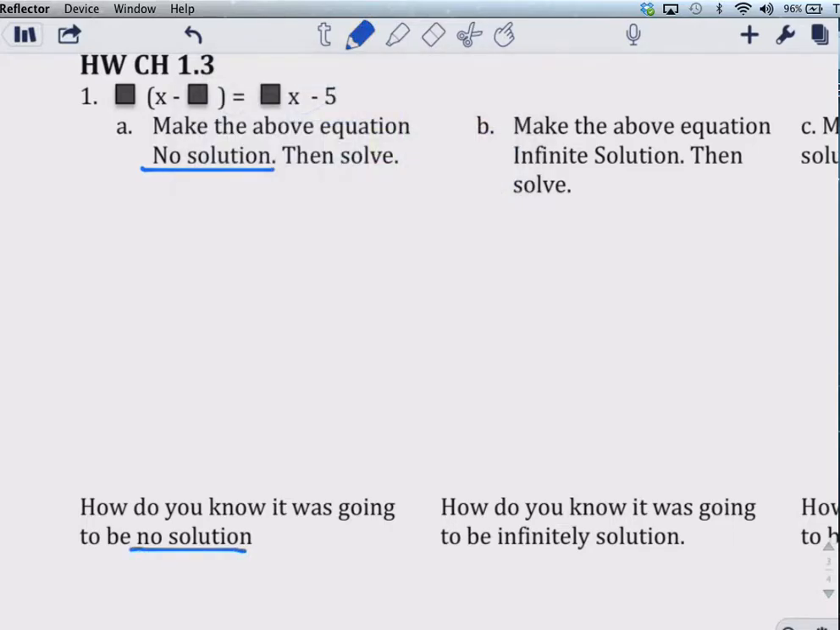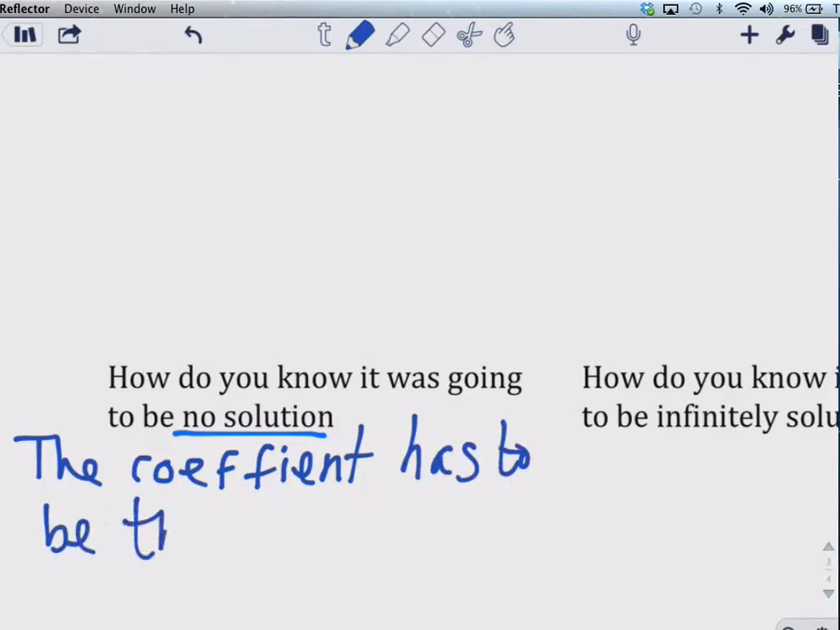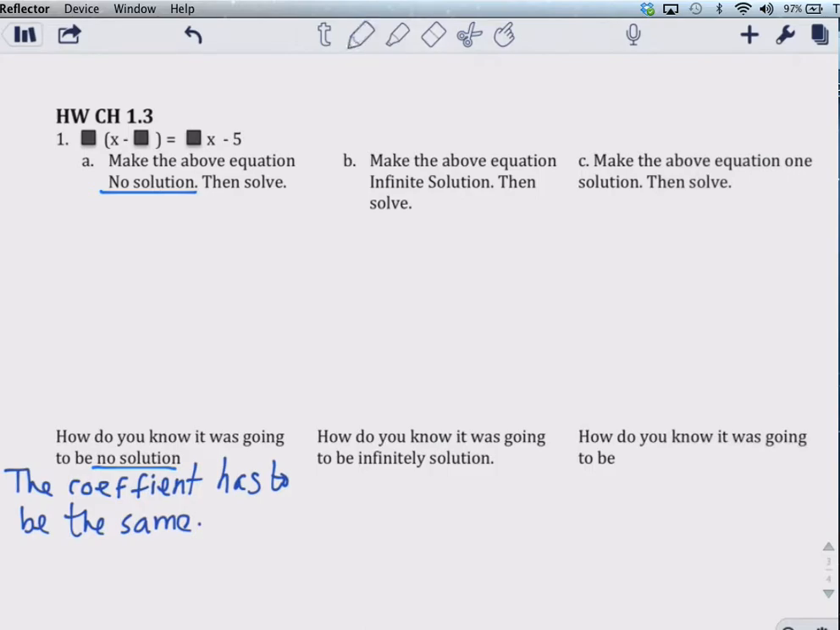I need to know that the coefficient has to be the same. So let's look at our problem. Here we need to make this coefficient the same as this.